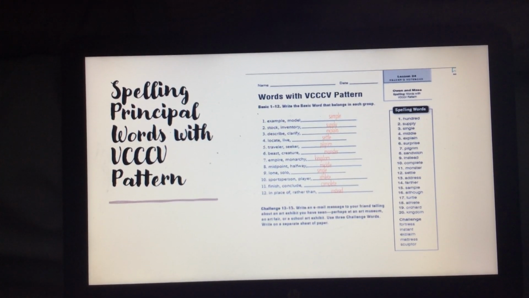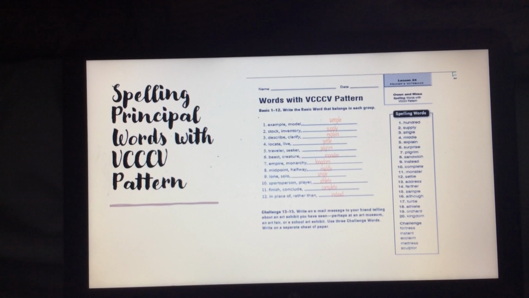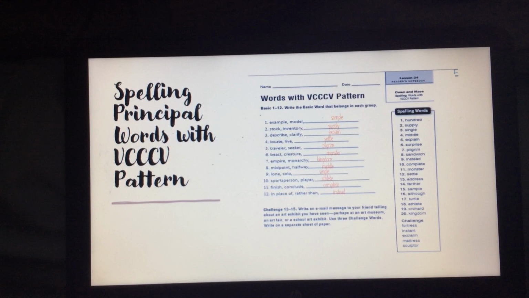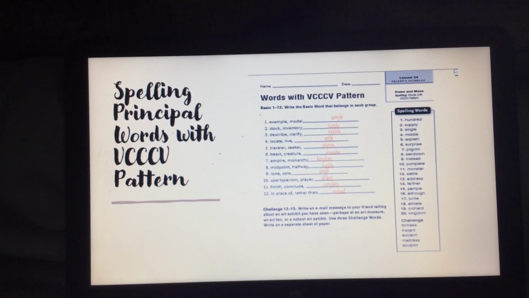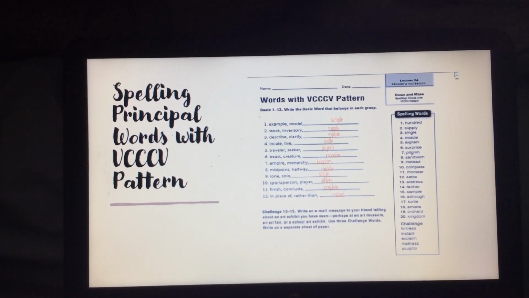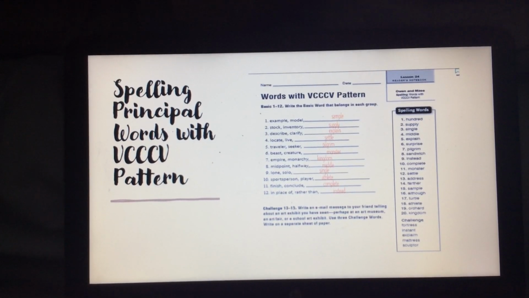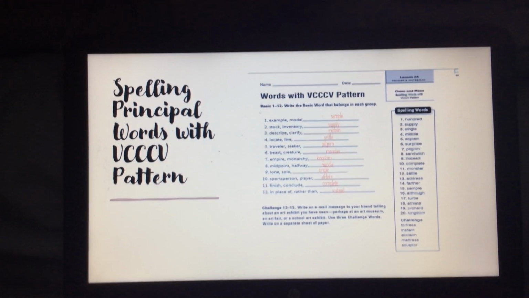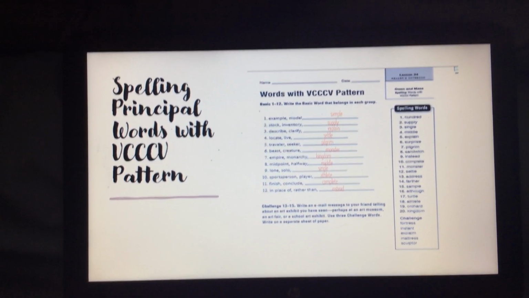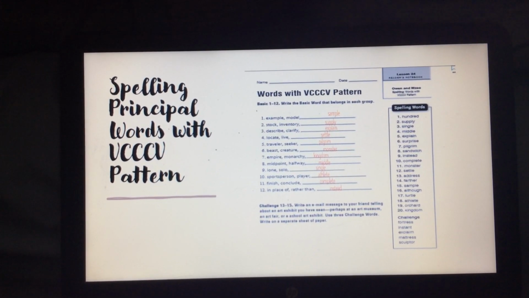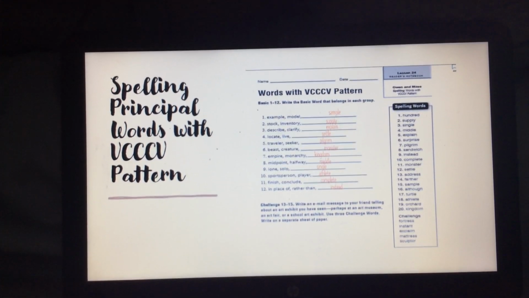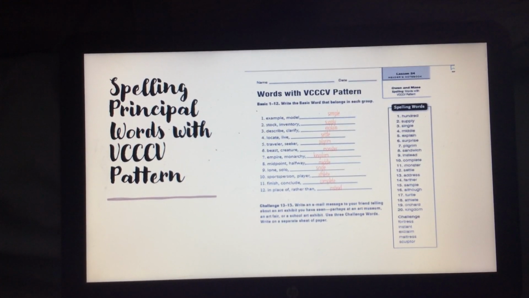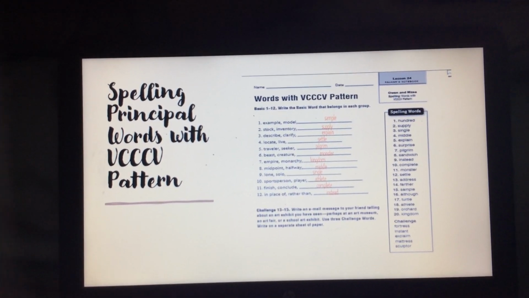Okay, number 5, we have traveler and seeker. That would be like a pilgrim. Beast, creature, that would be monster. Empire, monarchy, would be kingdom. Midpoint, halfway, is also the middle. Lone, solo, that means you are doing it single. Sports person or player, we know that is an athlete. Finish, conclude, we know that we complete something. In place of, rather than, we would do instead.